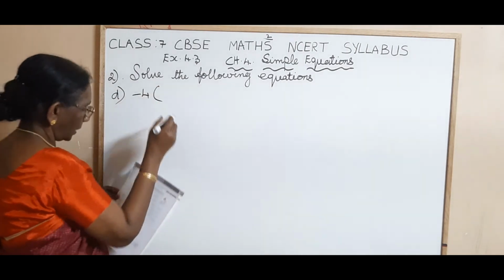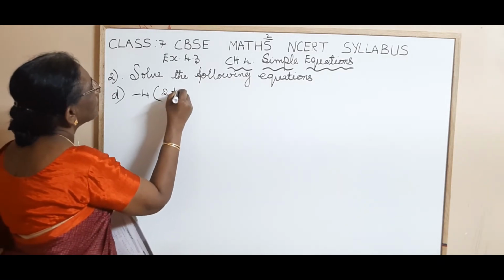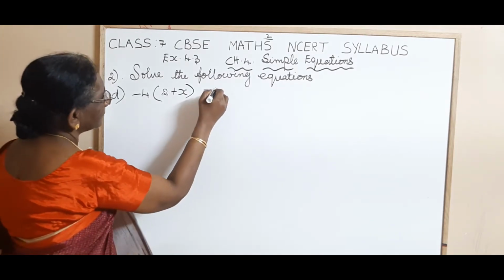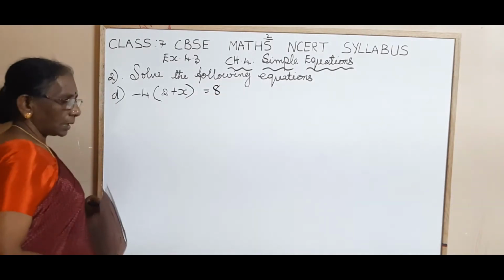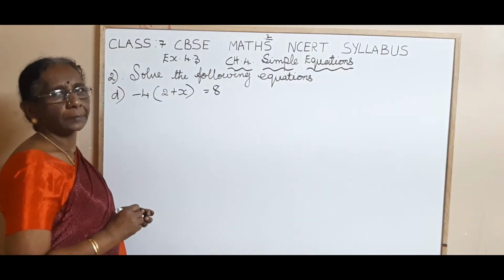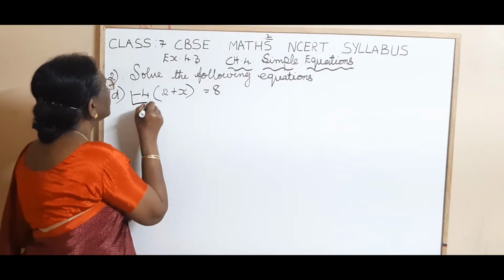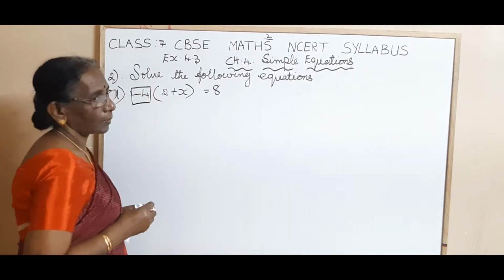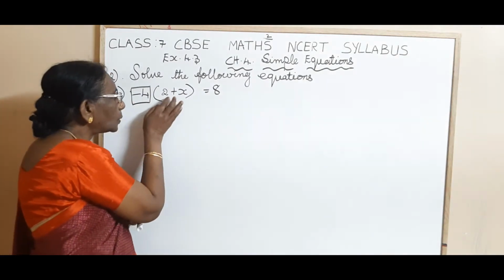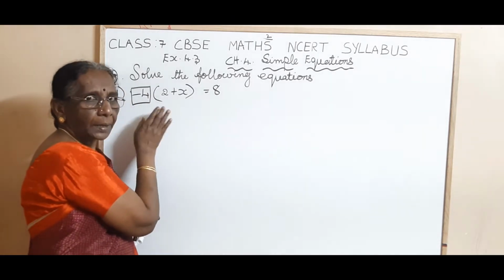Minus 4 into 2 plus x is equal to 8. Now children, in this question you should be very careful. Here you have to transpose first what? Minus 4. Here we are multiplying 2 plus x by minus 4. We are not adding or subtracting.